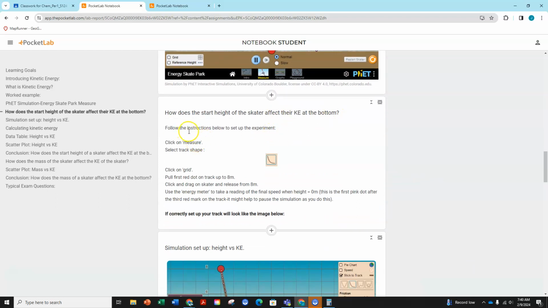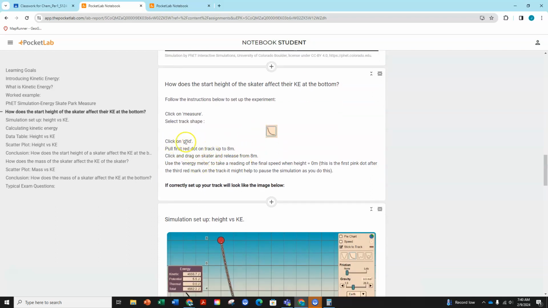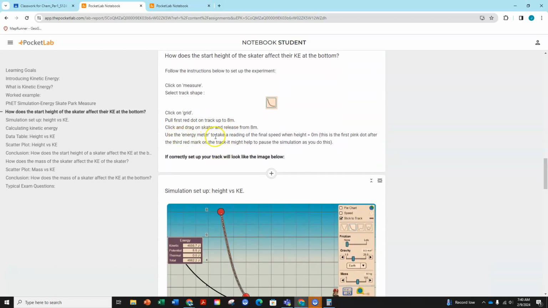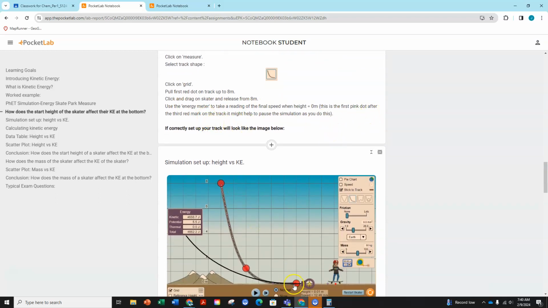So what they're telling us to do is this. We are setting up our experiment. We want an L track, not the U track, the L track. We're pulling the first red dot up to 8 meters. Before that, we're putting our grid on so we can see where 8 meters is. And we're going to use the energy meter to take a reading of the final speed when the height is 0. So it's the first pink dot after the 3rd red mark. So there's the red mark. We go to the pink dot where it says 0, not 0.03, but 0. We're going to get that speed and we're going to do some calculations.